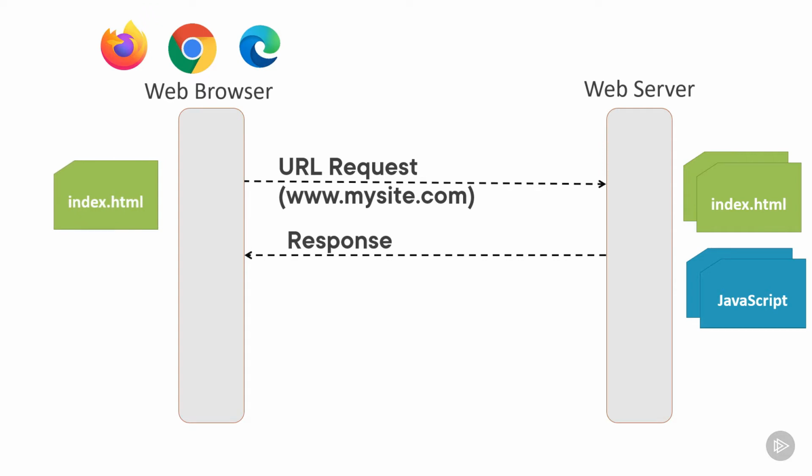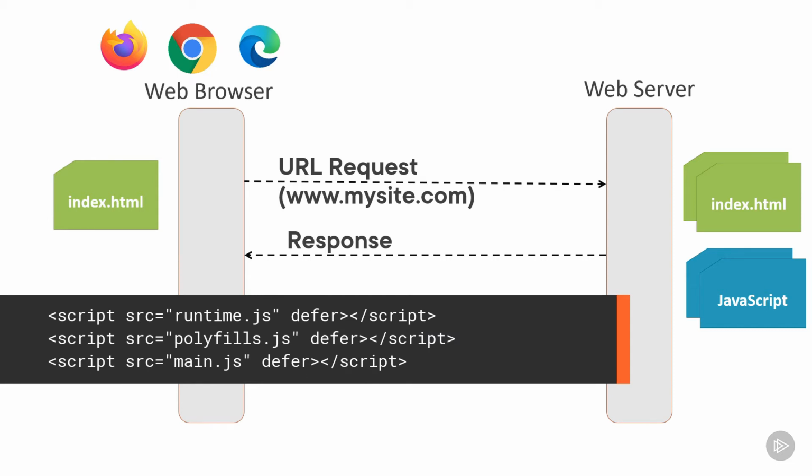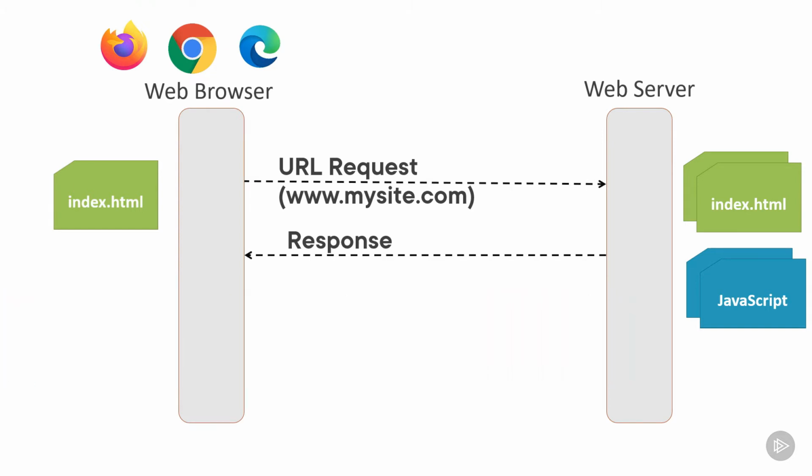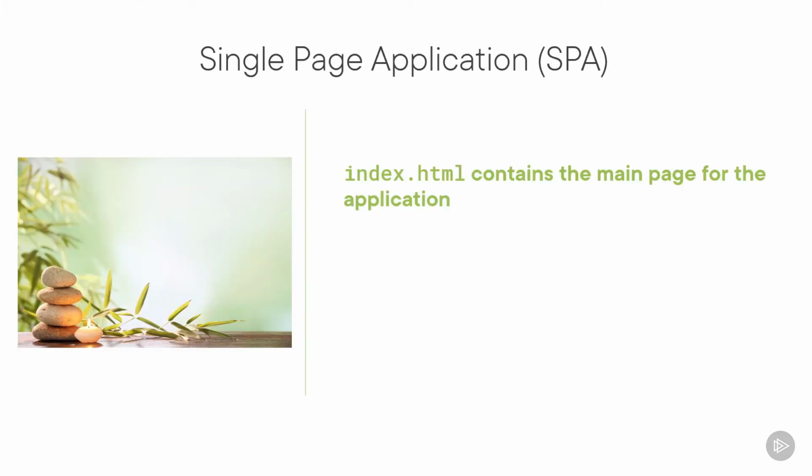The browser receives and processes that index.html file. For an Angular application, the index.html file contains script tags referencing the application files that were transpiled and bundled into several JavaScript files. These application files are then downloaded to and processed by the browser, and the application's main page appears. The index.html file contains that main page for the application.